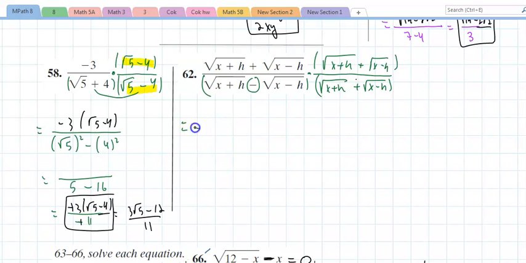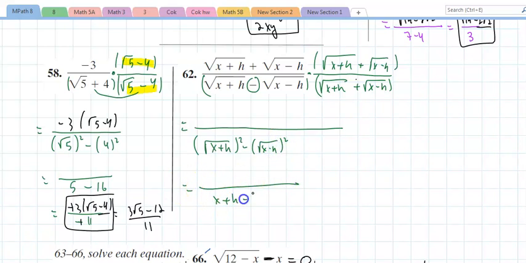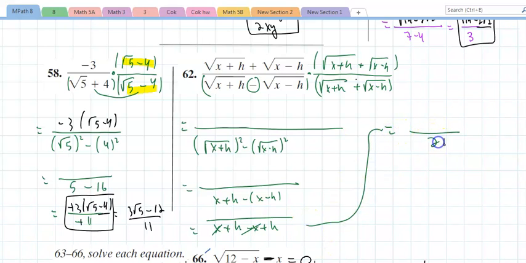Now, for the denominator, I want to make sure that I rationalize. When you multiply this, you're going to get the first squared minus the second squared. And the denominator is going to be x plus h minus x minus h. The denominator will be x plus h minus x plus h. So my denominator will be simply 2h.